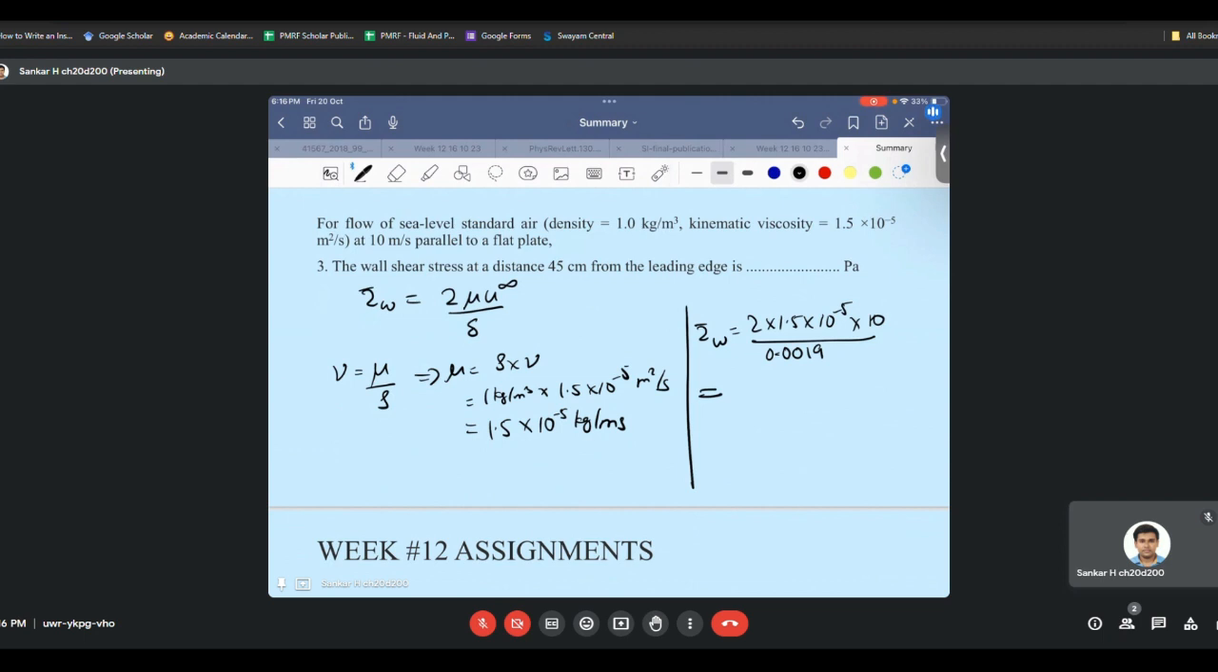Okay, this value will come out to be 0.157 Pascal. I'll give you all a minute to catch up, and then we'll move on to the next question.